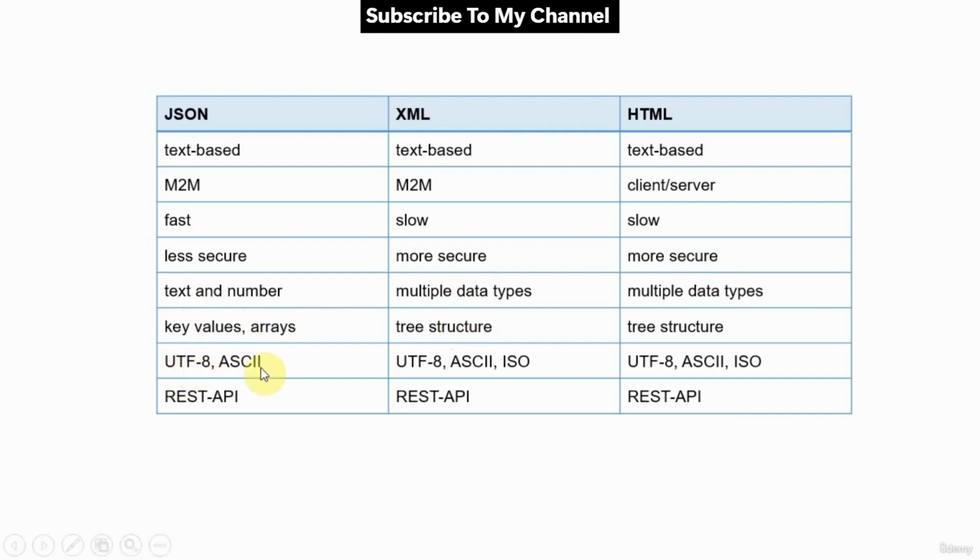The character set encoding is pretty similar. JSON uses UTF-8 or ASCII, and so does XML. ISO is also supported. HTML supports ISO. So as mentioned, APIs are big with JSON. XML and HTML are supported there as well, but JSON is primarily what's selected for APIs when it comes to data encoding. And that concludes HTTP fundamentals.